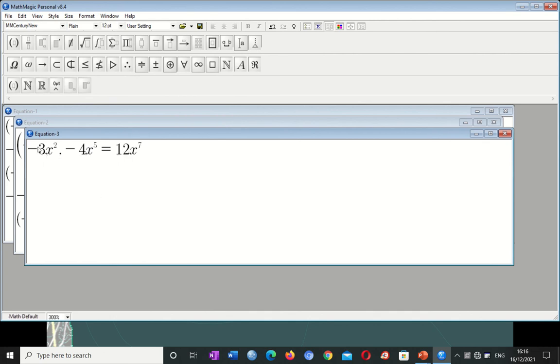Why? Because, first of all, let me do it slowly. Minus 3 multiplied by minus 4, okay? And then I have x, 2 and 5, okay? I have to add these two. I have to write 2 plus 5, and this is equal to 12x to the power 7. Is it okay? Any questions?